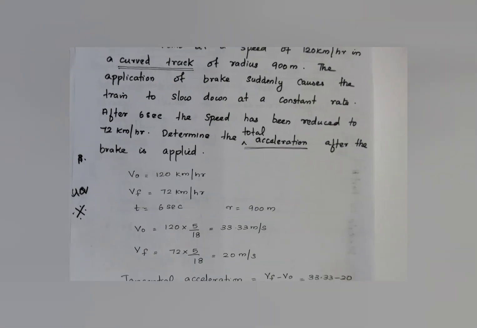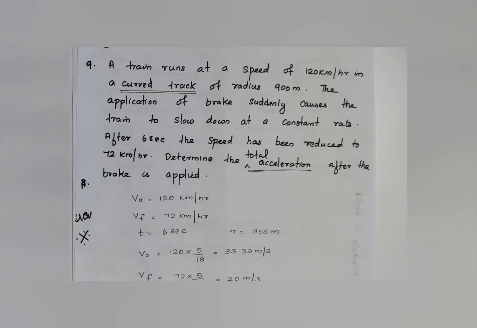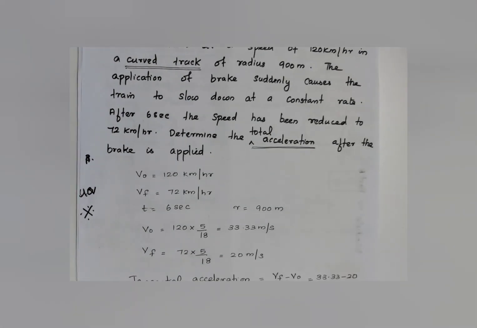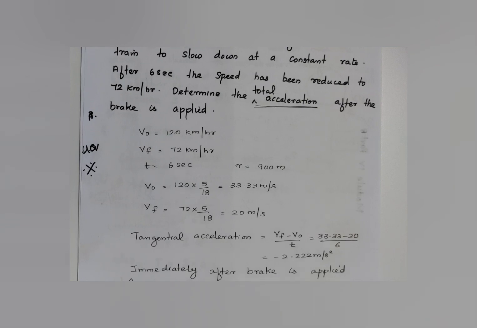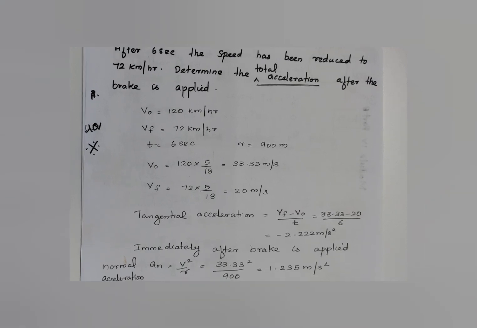So now the next question. The train runs at a speed of 120 km per hour in a curved track of radius 900 meter. So here again, it is specified the body is moving along a curved track and the radius is given as 900 meter. Application of brake suddenly causes the train to slow down at a constant rate. After 6 seconds the speed is reduced to 72 km per hour. Determine the total acceleration. So initial velocity is given as 120 km per hour and final velocity is 72 km per hour after 6 seconds.